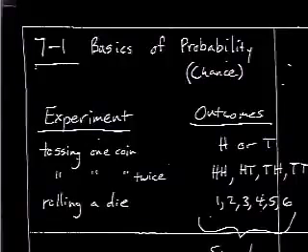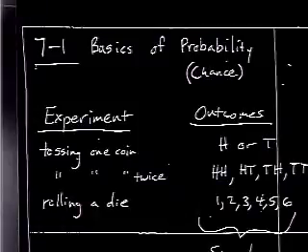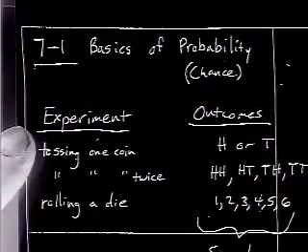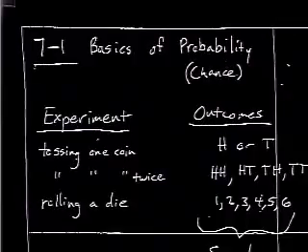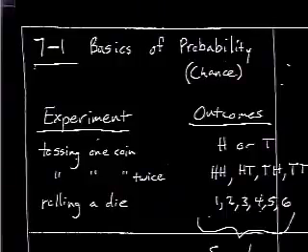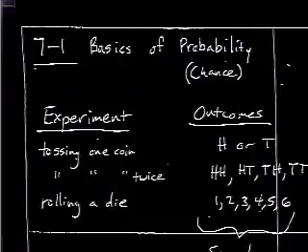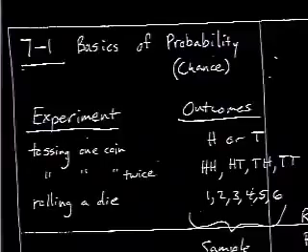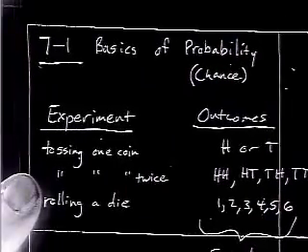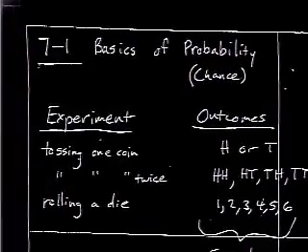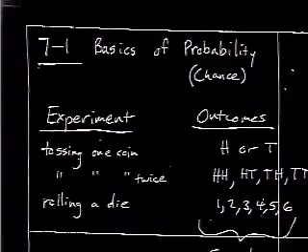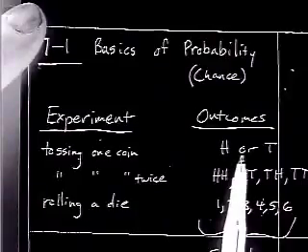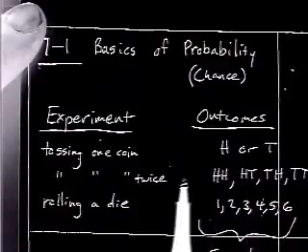Okay, 7-1 basic probability. Probability is really the study of chance. And so that's what we're dealing with. Now we can think about two different types of situations. We can talk about experiments where you're actually flipping coins or rolling a die or actually physically doing something in order to test a situation or event, such as tossing one coin. And if we toss one coin, the outcome could be heads or tails.